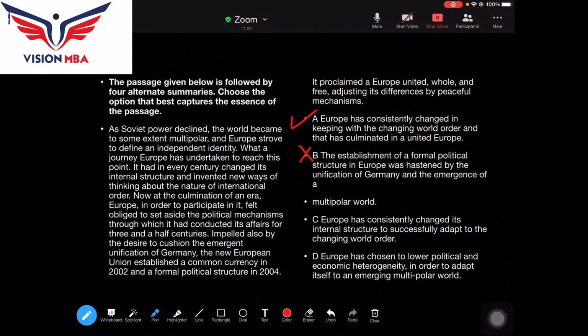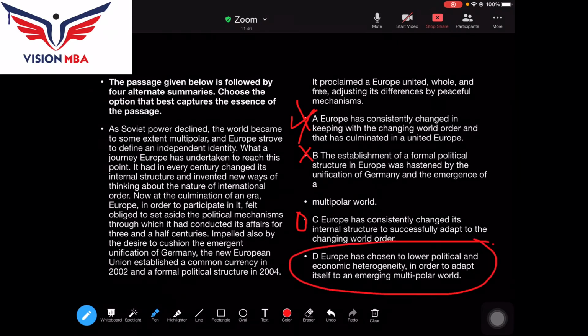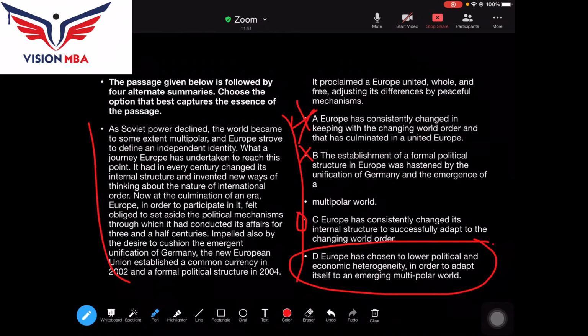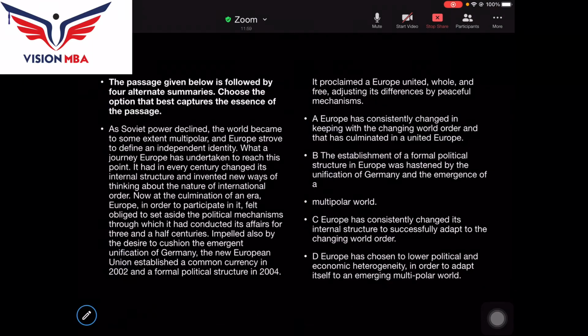C. Europe has consistently changed its internal structure to successfully adapt to the changing world order. Okay, C sounds somewhat better than A. D. Europe has chosen to lower political and economic heterogeneity in order to adapt itself to an emerging multipolar world. This is better. This is the summary. The passage states that it is getting evolved, it is getting changed. That is what all the options are talking about. So, guess what? Here, the answer is D. I hope many of you got the right answer. I hope till now things are making sense.